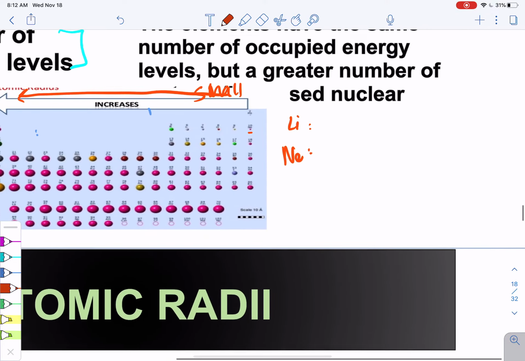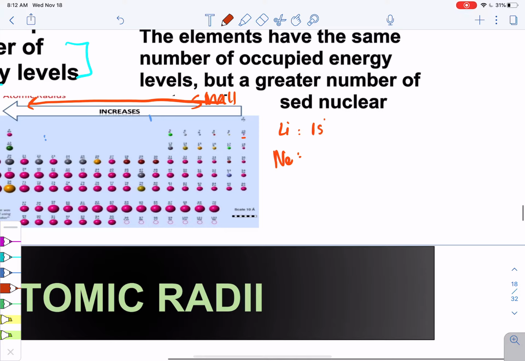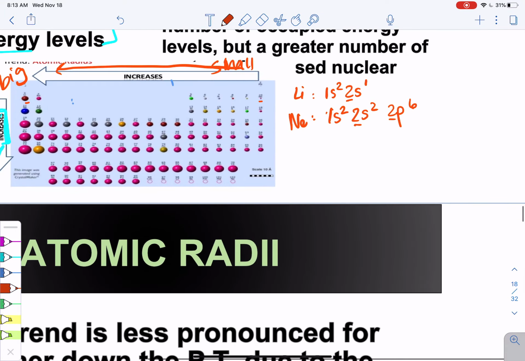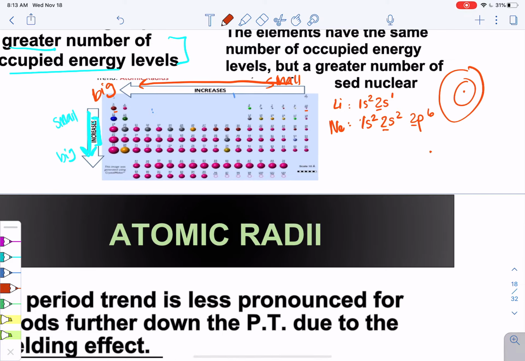Look at their electron configuration. Lithium is 1s2, 2s1, I'm sorry. And neon is 1s2, 2s2, 2p6. Do you see how 2 is the outer shell for both of them? So both of them have 2 rings. The difference between neon and lithium is that lithium only has 1 electron on that ring, and neon has all 8.